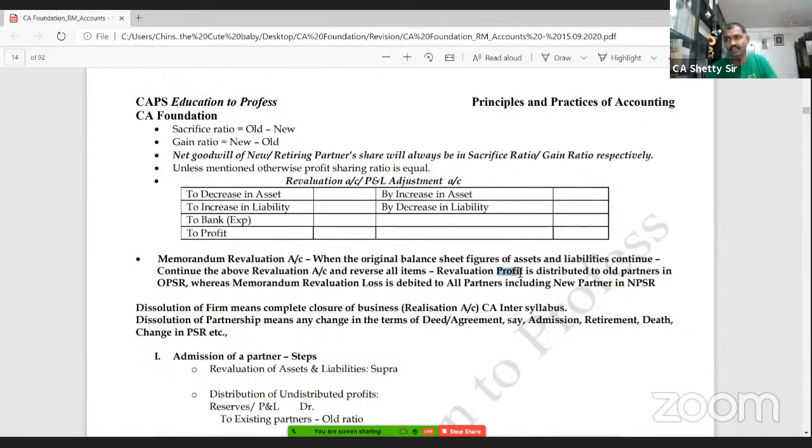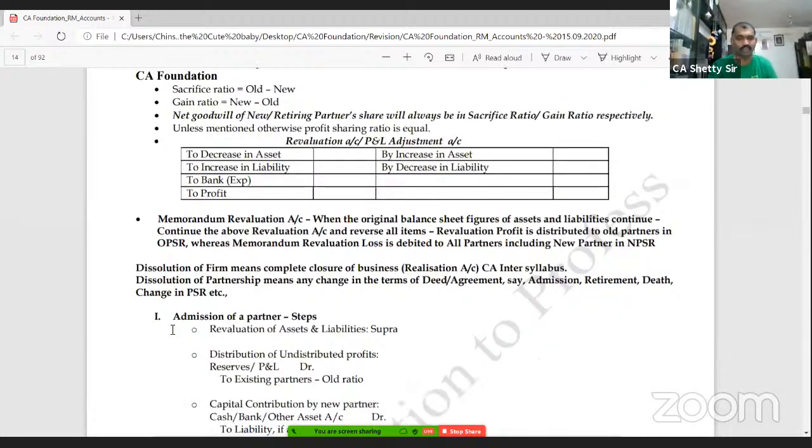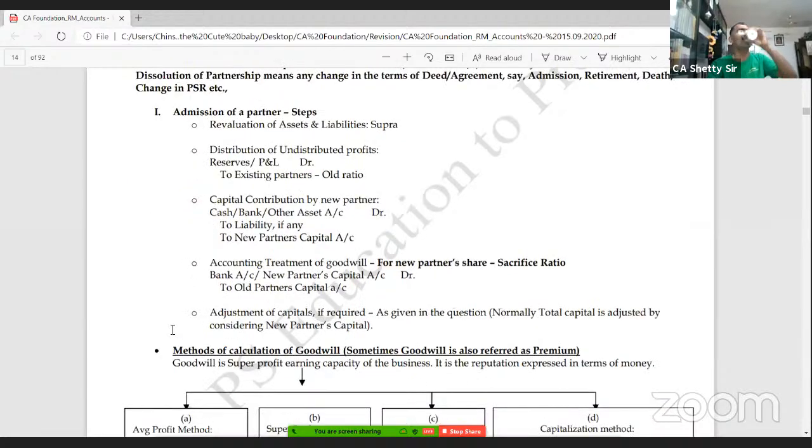My dear friend, if revaluation shows a profit, then memorandum should show a loss. If revaluation shows a loss, then what should come in the memorandum in the next step? Profit should come. Did you understand? All of you understood? Yes, sir. Okay, next. This step I have already dictated. Now let us move on to the accounting concepts.